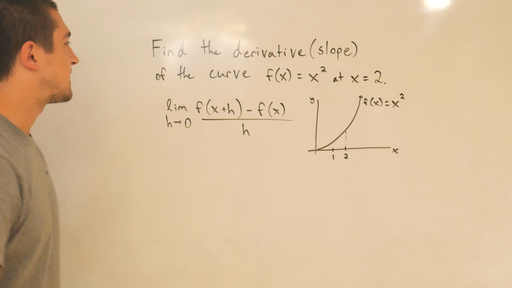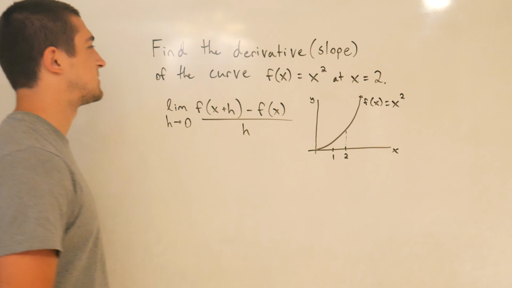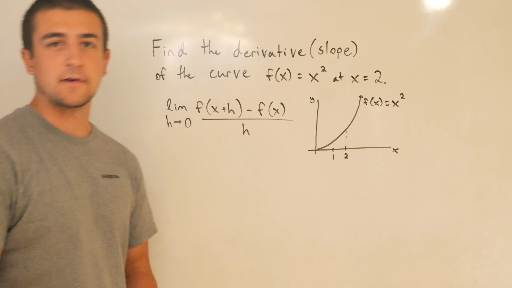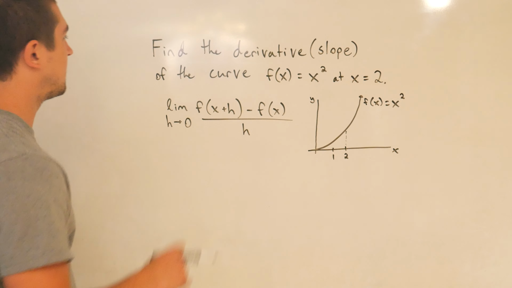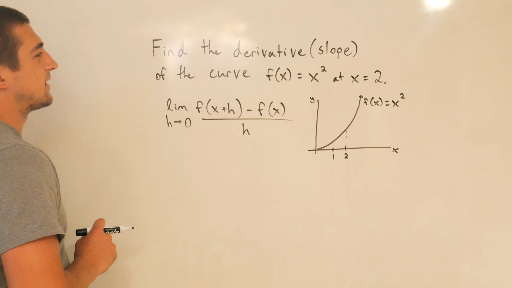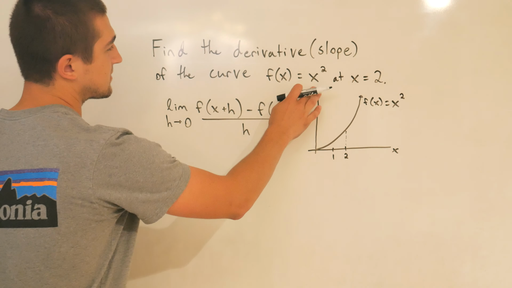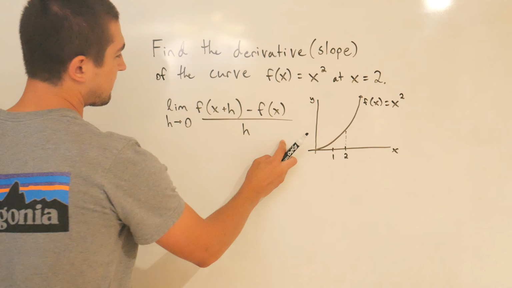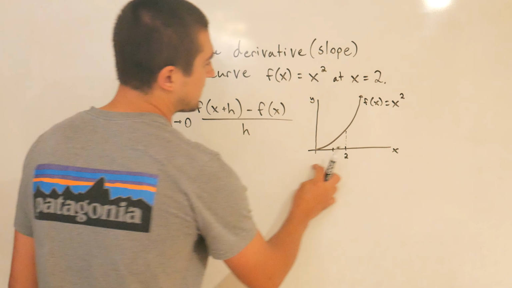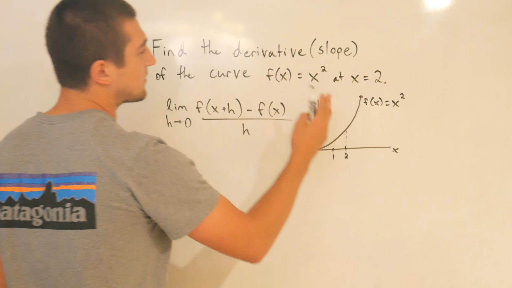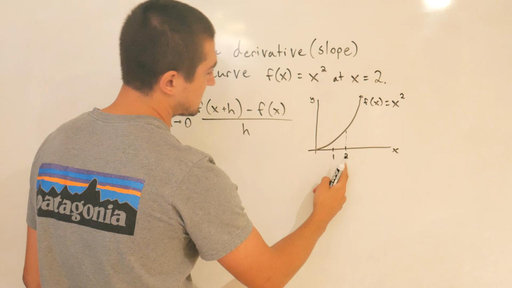In this video, we're actually going to use the definition of the derivative to find the slope of a curve at some point. And the question here is to find the derivative or the slope of the curve x squared at x equals 2, at the point x equals 2. So I have the definition of the derivative written out here, and I have a graph of the function as well. So we want the derivative or the slope at x equals 2.